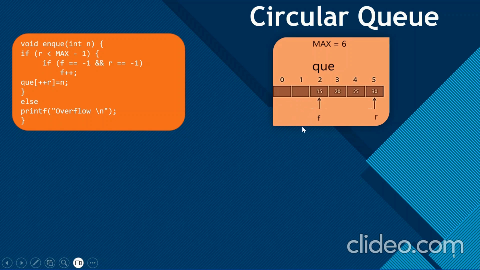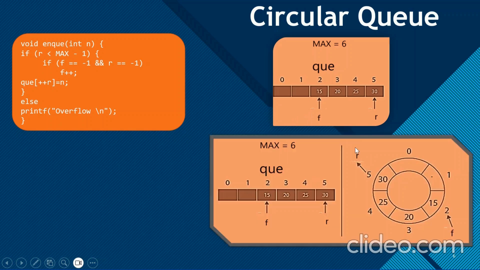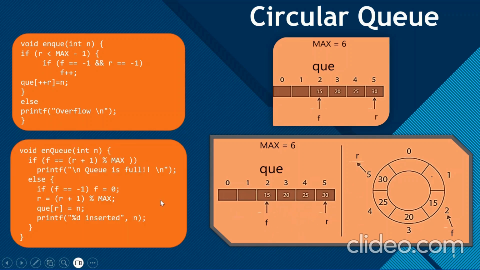This problem is overcome by the usage of a circular queue. Let us see from this example. For the same set of values, where f is equal to 2 and r is equal to 5, let us see what our enqueue function looks like in the case of a circular queue. Here, as you can see, you are checking the overflow condition in a different way: f is equal to (r plus 1) mod max. If this is true, then an overflow condition would be printed, else the element would be inserted.